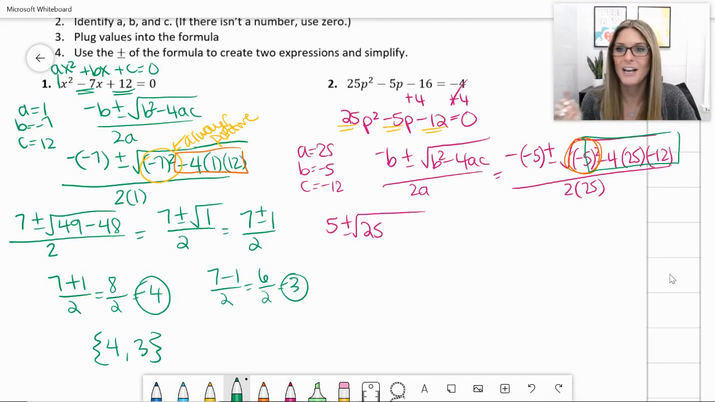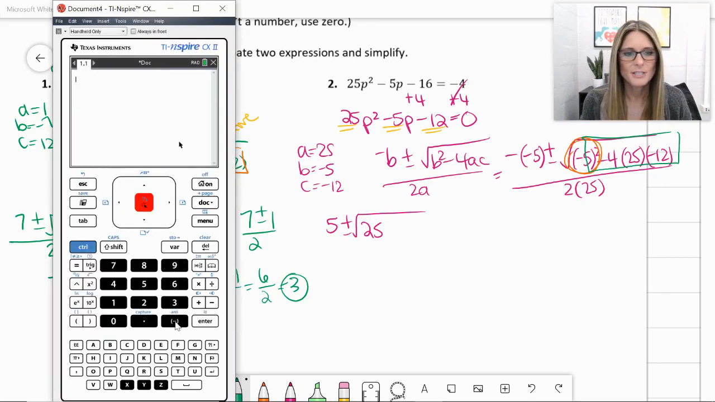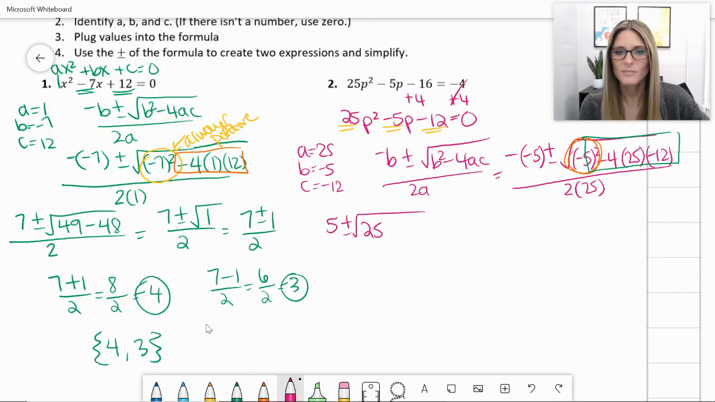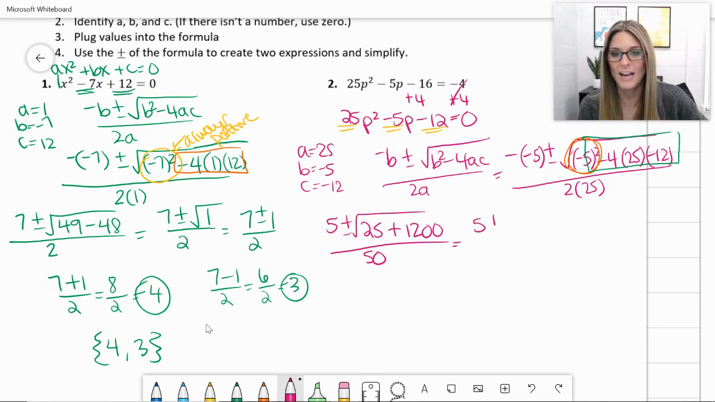So I'm going to grab the calculator, throw that in really quick. So I'm just going to put in negative 4 times 25 times negative 12 to simplify that last piece under my radical, and it is 1200. Now it's positive, so I'm going to put plus 1200 over my denominator. 2 times a, or 2 times 25 makes 50. Let's simplify a little bit further. I can do 5 plus or minus, simplifying under my radical, 25 plus 1200 is 1225 divided by 50.